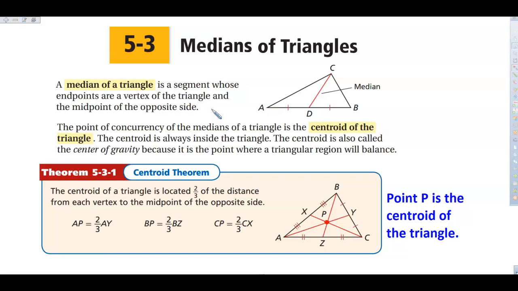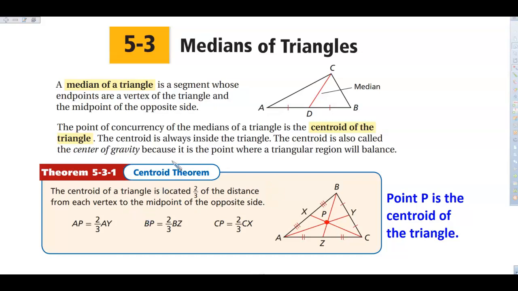So if you were to cut a triangle out of something a little more substantial like cardstock or cardboard, if you find that centroid, you can balance the triangle on the tip of your pencil. So just a little fun fact for you.